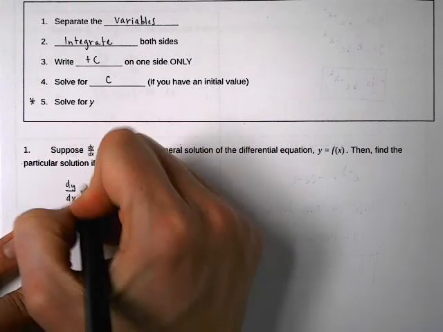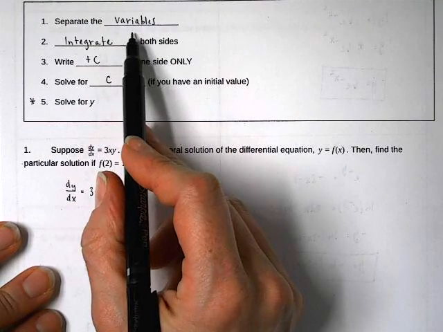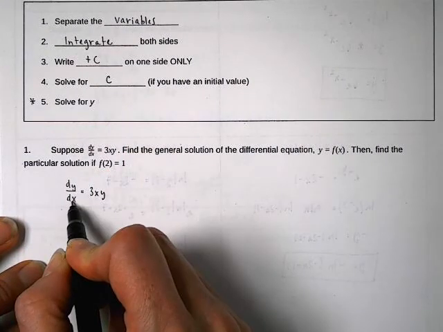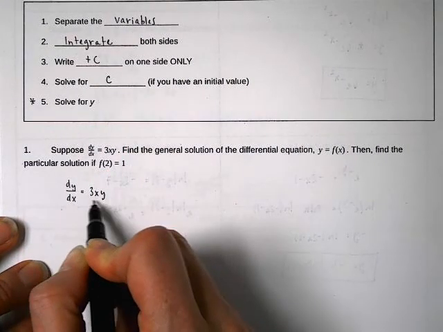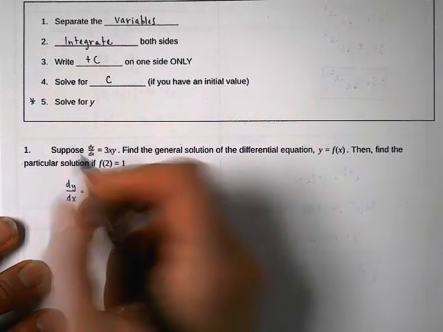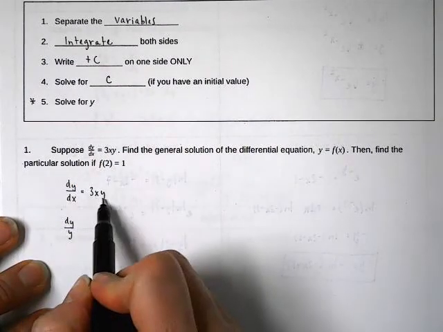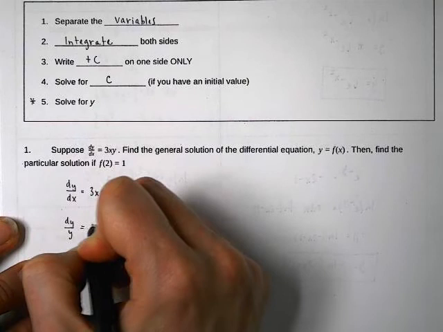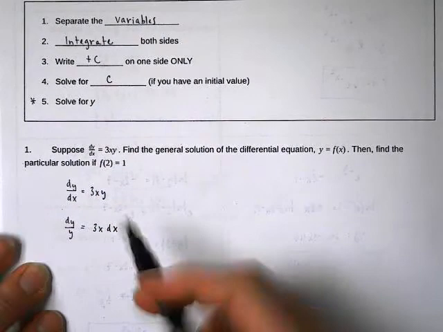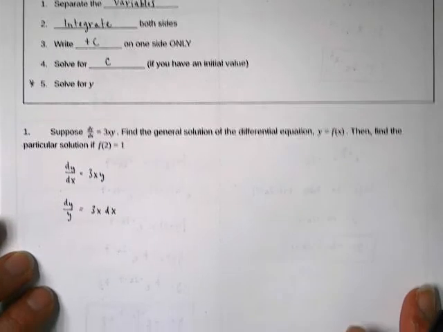So dy/dx equals 3xy. The first thing we said we had to do was to separate our variables. I know I'm going to need to multiply by dx, but I also need to divide by y to get rid of this. So I'm going to take dy over y, so I can move the y over, equals 3x, and I'm going to multiply by the dx. Now everything with a y in it is on the left side, and everything with an x is on the right.